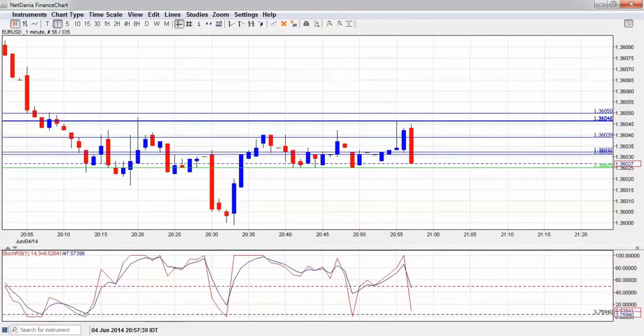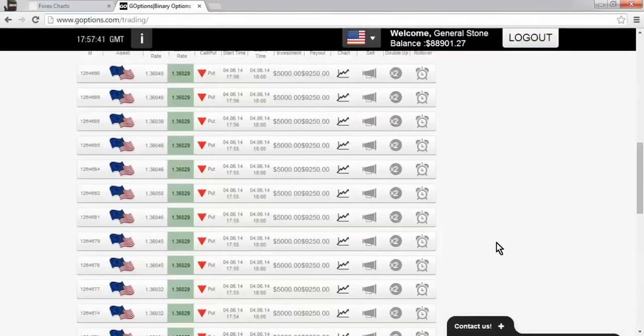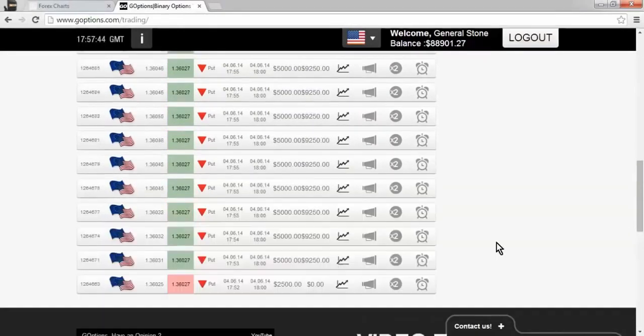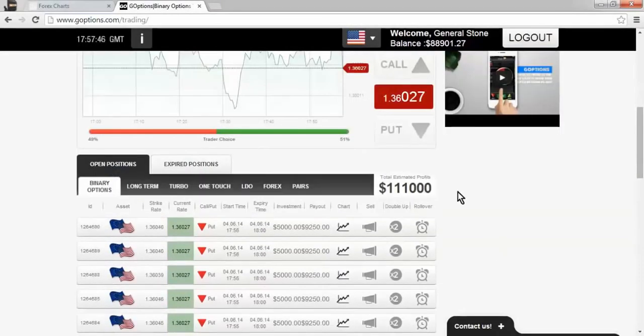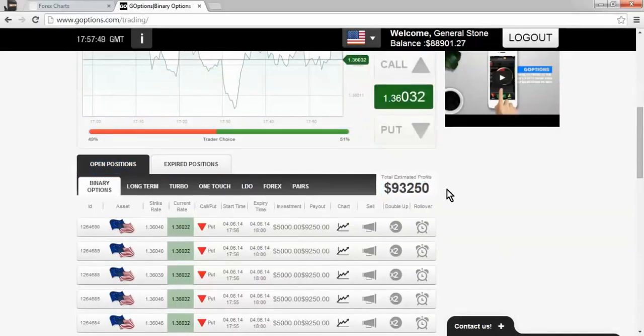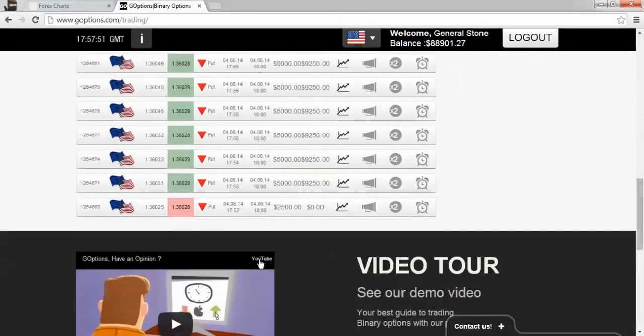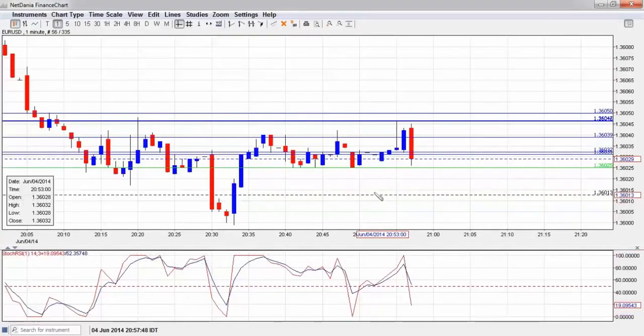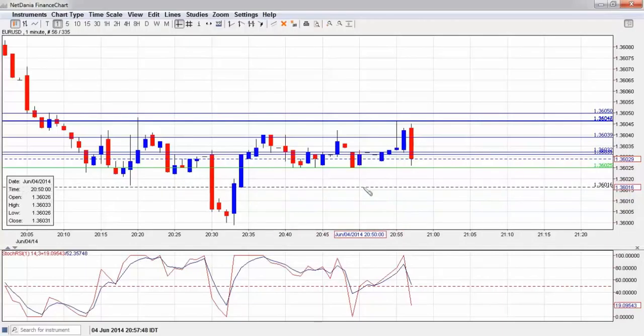Look at that. If we go back to my open positions, what do you know? All except one are in the green right now. That's a total return of $111,000 if the price stays where it is. It is skipping around ever so slightly, so I do hate to talk too soon, but we are left with just 1 or 2 minutes to go.